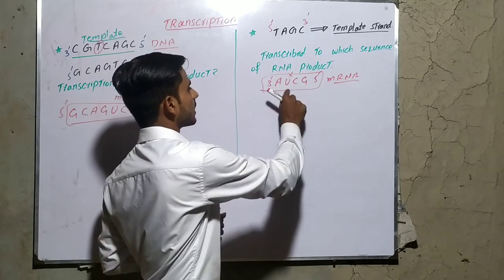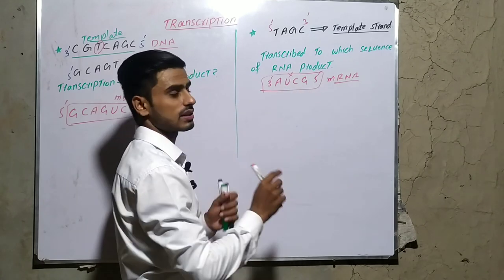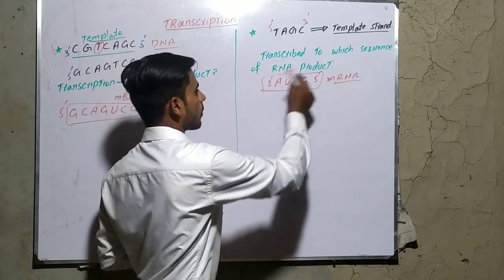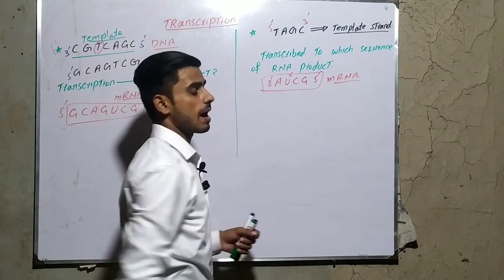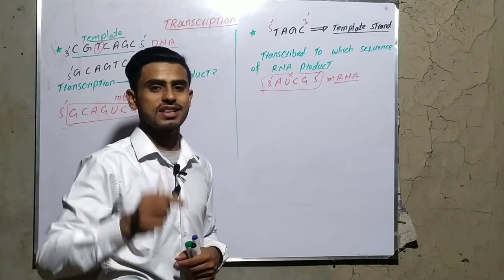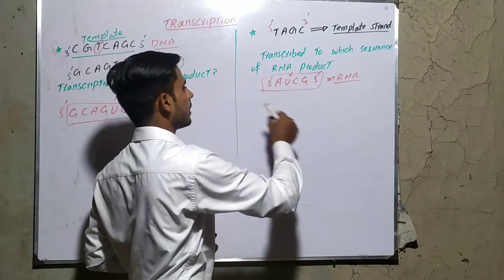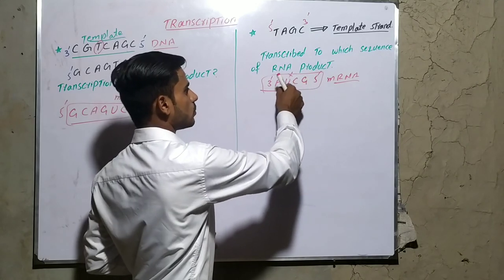And this is the wrong answer, AUCG. This is wrong because we are reading it from 3 prime to 5 prime end. And this is a messenger RNA, and messenger RNA is a product, and a product is always read from 5 prime to 3 prime end. So the answer will be GCUA.